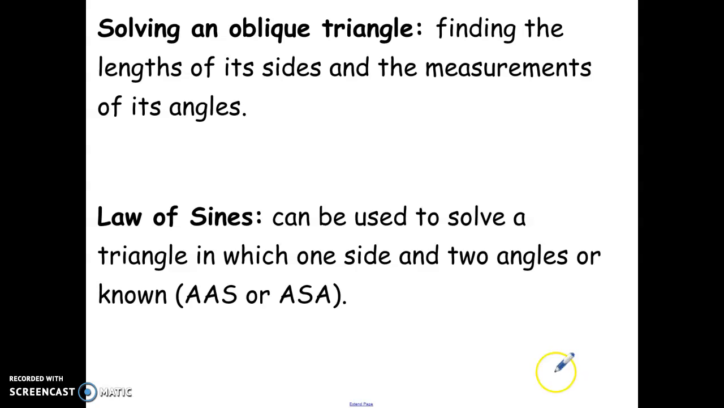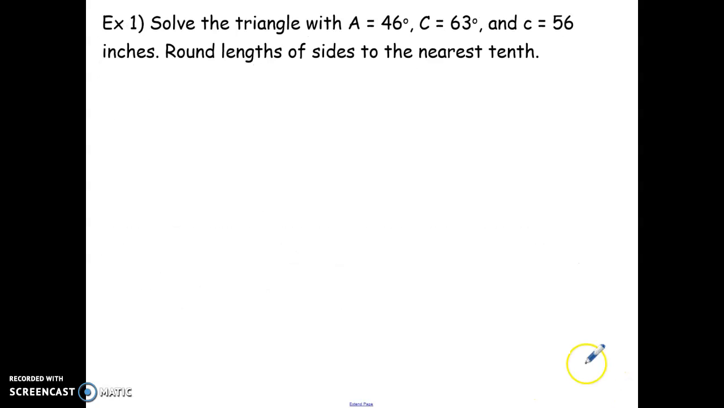And law of sines can typically be used in a couple cases. One where you have angle, angle, side, or some books say side, angle, angle, or angle, side, angle. And then there's also a case that is called the ambiguous case. It'll be in the next video that talks about side, side, angle. So 2 examples here. First one, solve the triangle.